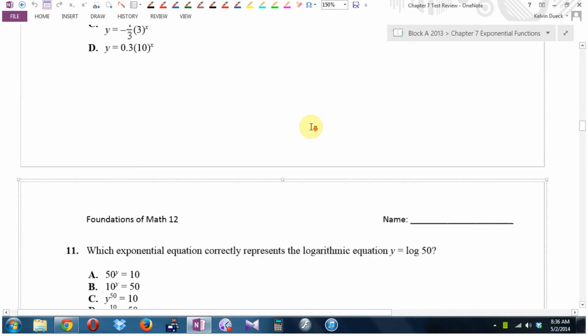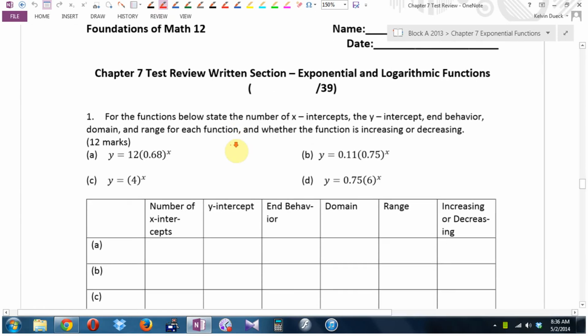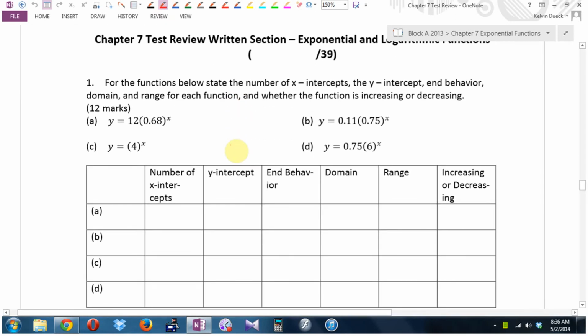Mark your own. Here we go. So the written section is what we're marking. This is our practice quiz. It says, for each of the functions below, state the number of x-intercepts, the y-intercept, the behavior. Okay, a bunch of stuff.